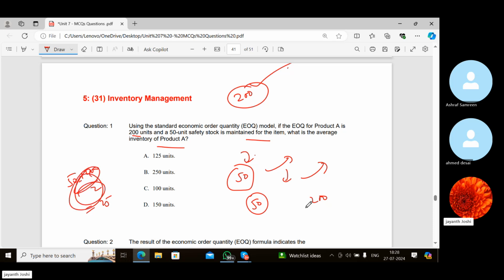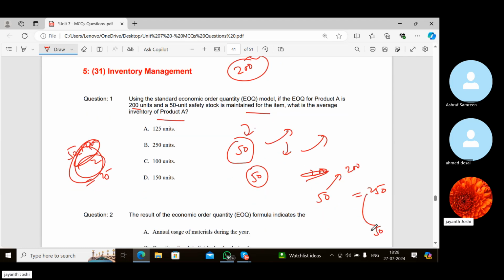So let's say they have 50 units with them and they are ordering 200 units. So it will make their inventory 250, right? And again, if it has to go down, it can go only to 50, not less than this. So the final inventory can be 50 only. They started with 50, and 250 they are maintaining, so 150 units.